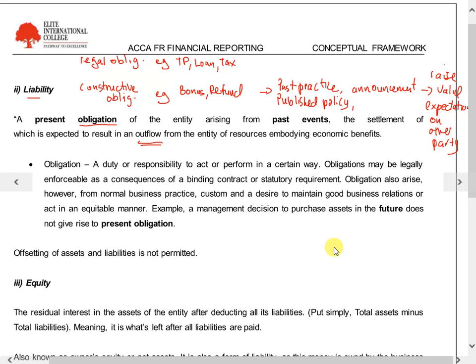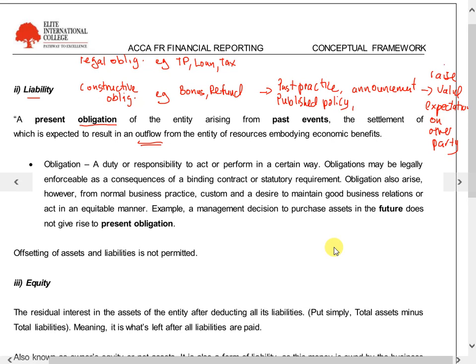Refund, same thing. My policy is no refund, but somehow one customer comes to me and asks for a refund. I refund. Another customer, refund, refund, refund. As a result, my customers now have the expectation that I will refund whenever they ask, due to my past practice. My customer has a valid expectation. So each time I sell, I will have an obligation to refund, so I must recognize it. These are constructive obligations.